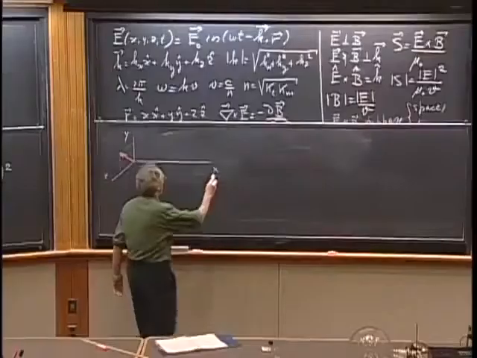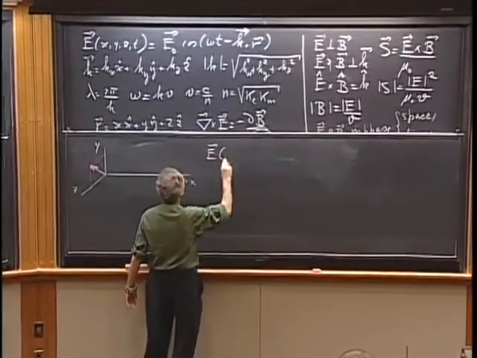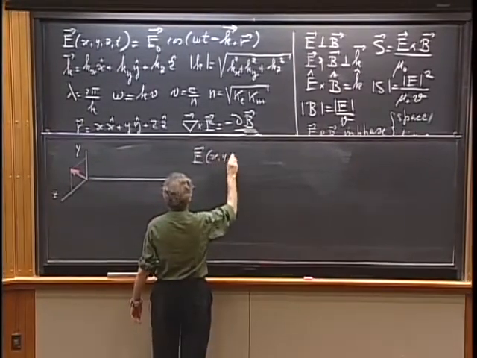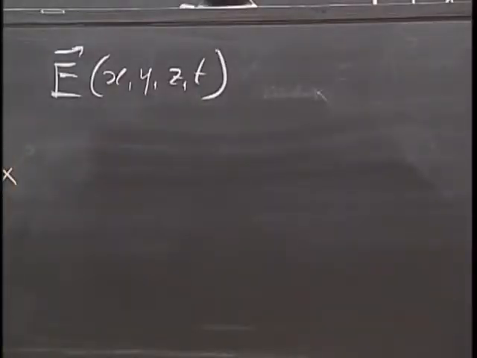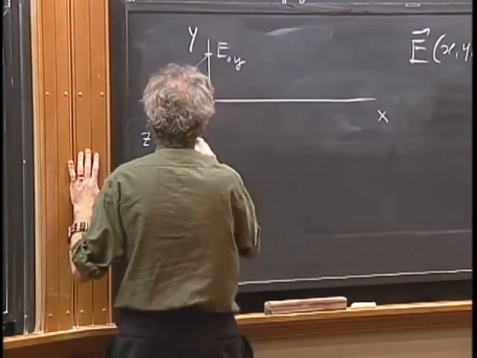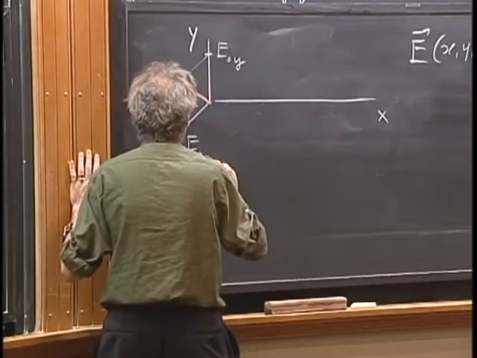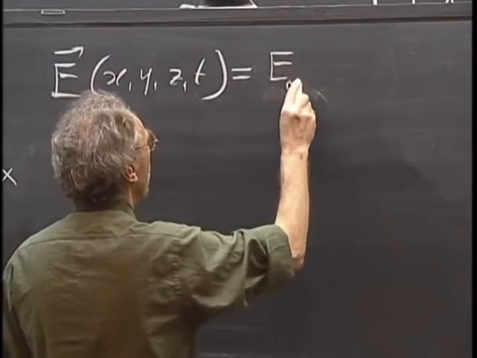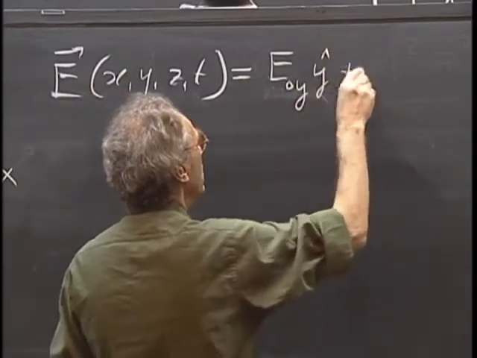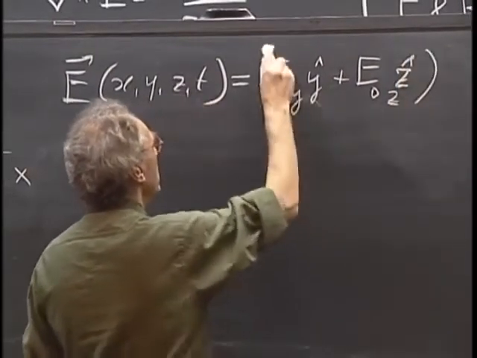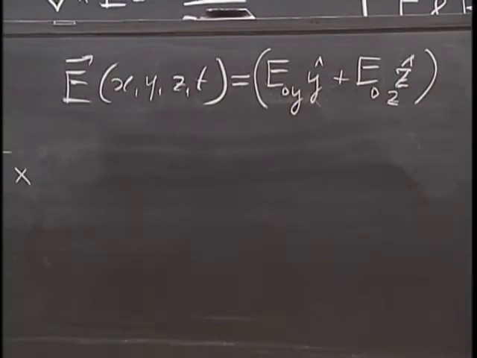So the standing wave, E, as a function of x, y, z, and t, can then be written as this vector, where this would be E0y at its maximum, and this would be E0z at its maximum. So that's the one that comes first. You get E0y in the y direction plus E0z in the z direction. That is the direction of that E vector.